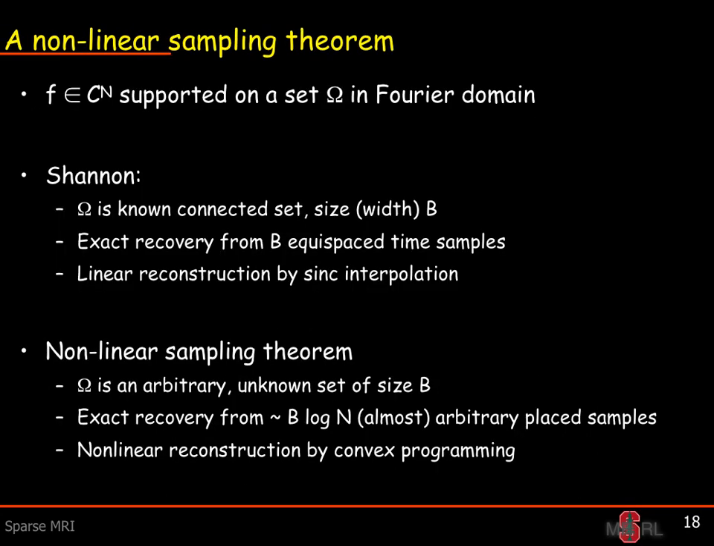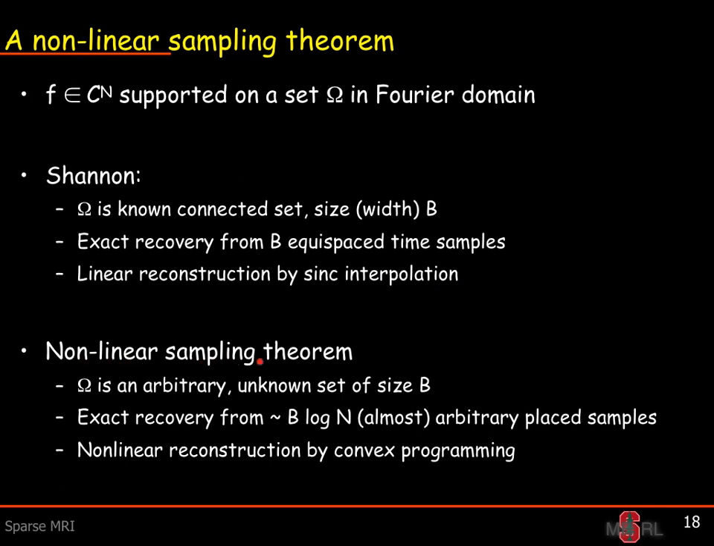So we can now define a nonlinear sampling theorem, which is an alternative to Shannon's theorem. So let's say that we have a signal f, which is in the Fourier domain and is supported. That is, it's non-zero on some set of points omega in the Fourier domain. What Shannon-Nyquist theorem says is that if omega is a known connected set with width b, then you can make exact recovery of the signal f from b equispaced time samples. And then you can do a linear reconstruction to get the signal back by sinc interpolation.